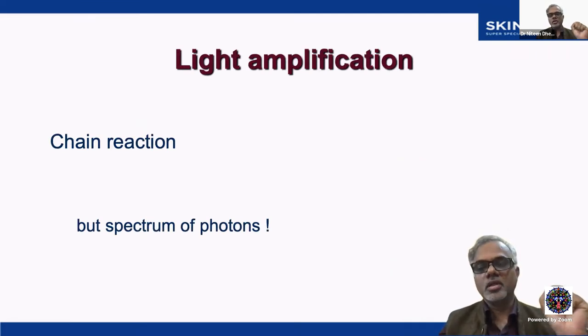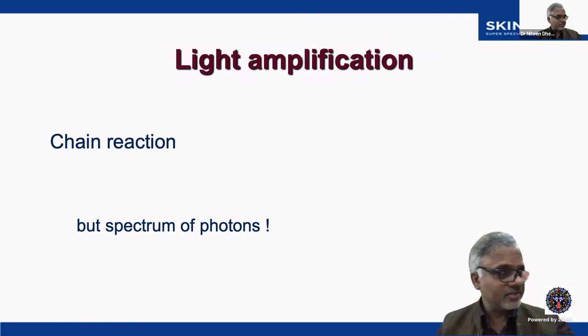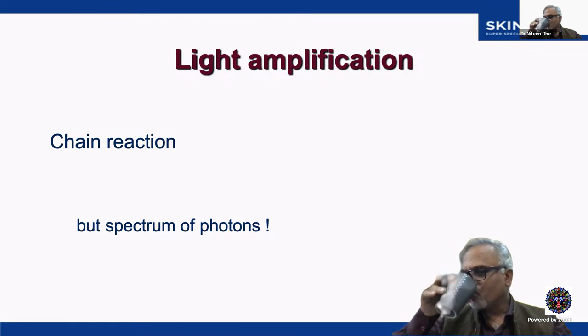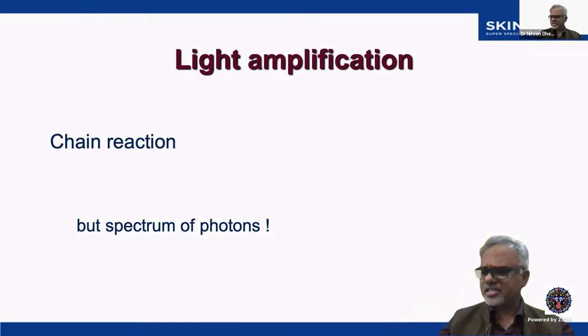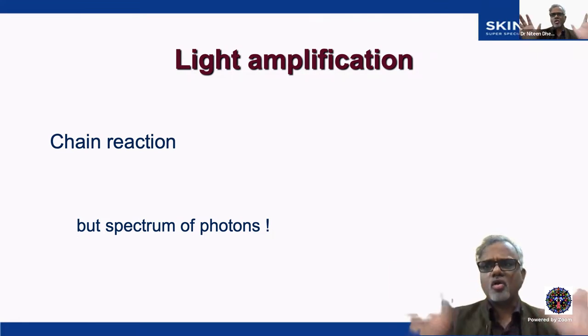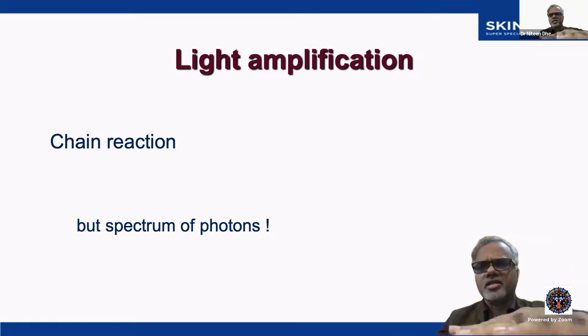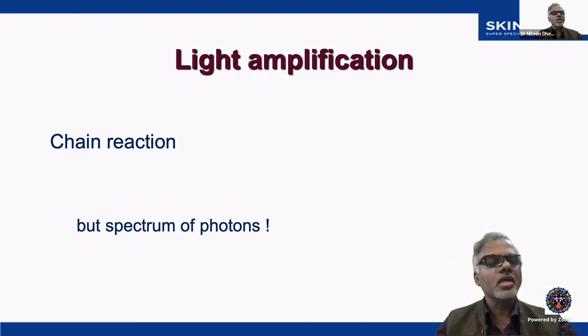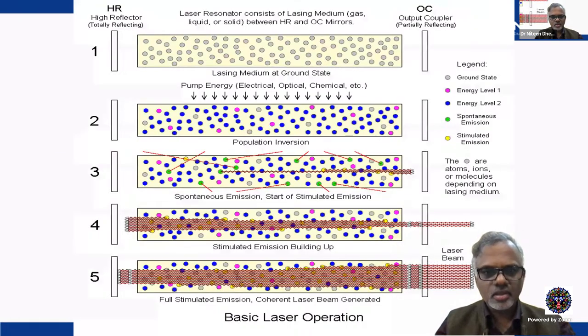So the next concept is light amplification. What is meant by light amplification? It's something like the chain reaction in radioactive substances. Here we are not talking of radioactive. These are photoexcitable atoms, at a very low energy level. The radioactive reactions are very high energy. It's like a chain reaction, but in a spectrum of photons.